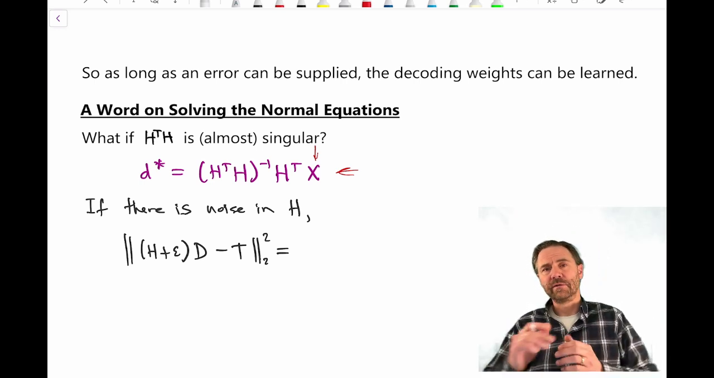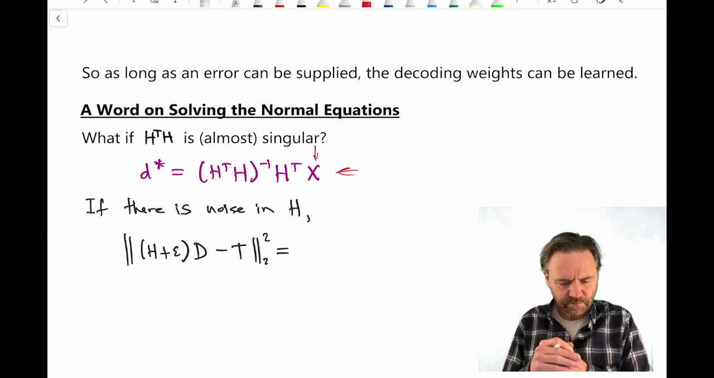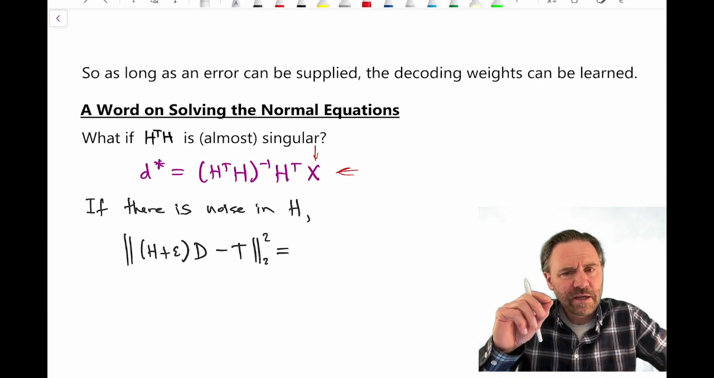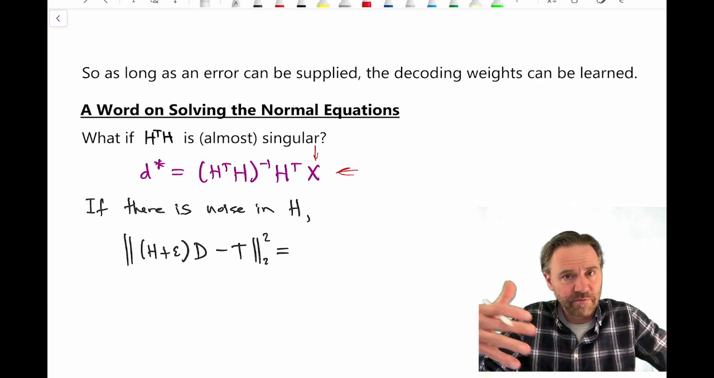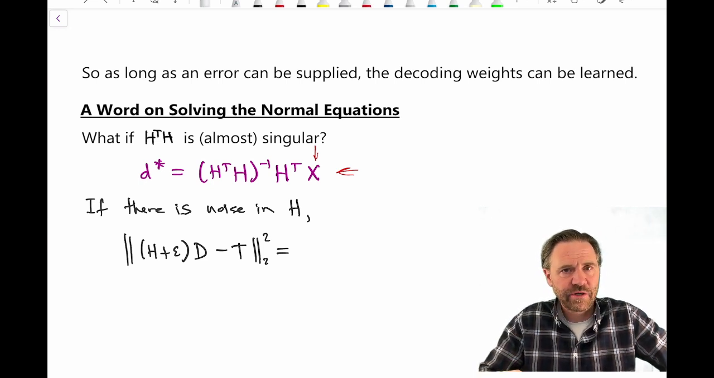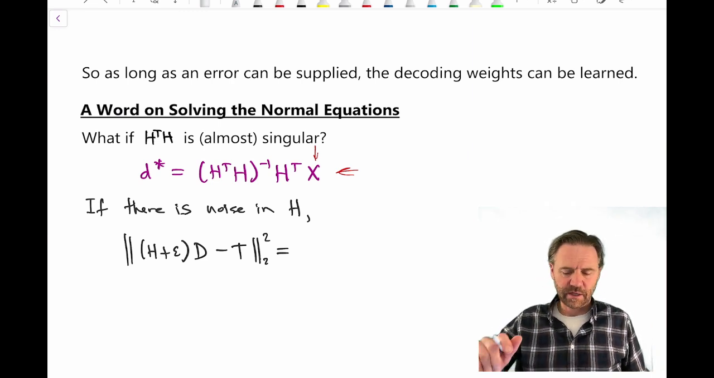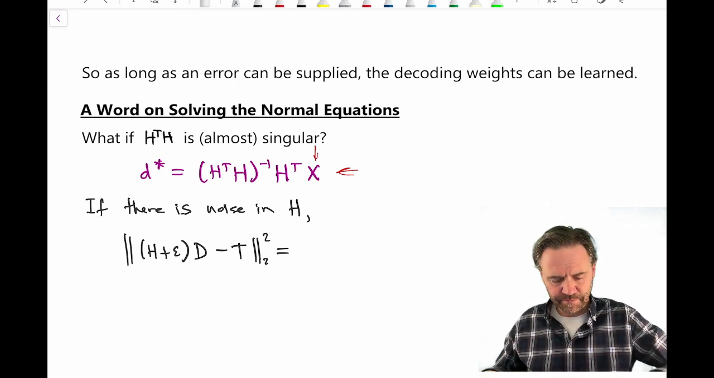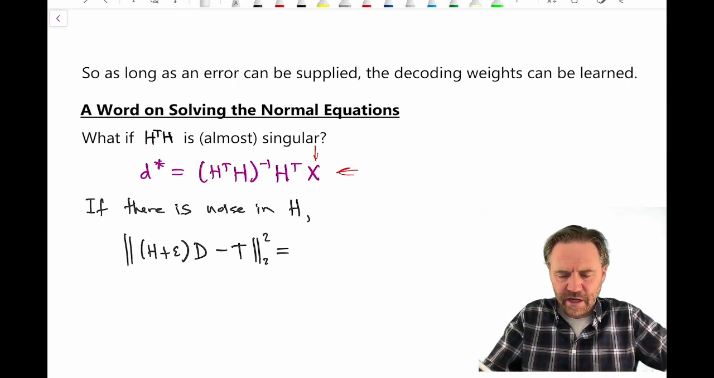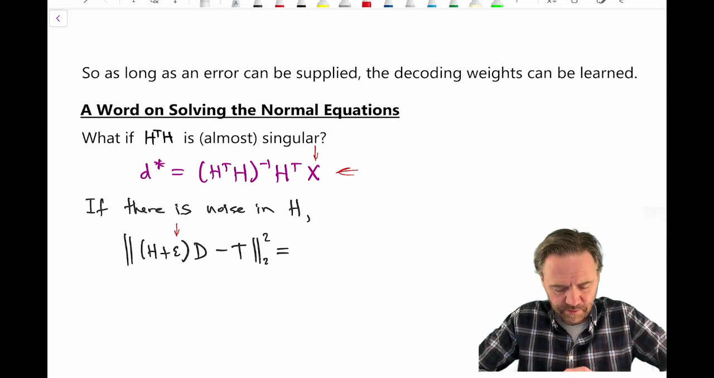Moreover, it doesn't have to be exactly singular. If it's ill-conditioned, that can be a problem. If it is close to ill-conditioned, then your solution is going to be very, very sensitive to noise that's in H from the neurons or noise that's in X from your encoded values. So to guard against that, we can add a regularization to this least squares solution idea. Let's suppose that there is error in our hidden neuron activities. I'm going to represent that as epsilon.